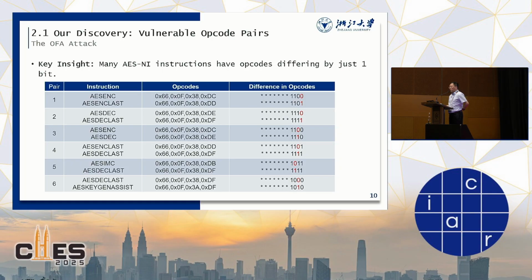So here is the core discovery of my talk. We analyze the instructions for AES-NI. So we list the opcodes. Among the 6 different instructions, we actually find different pairs. So here we find 6 different pairs.